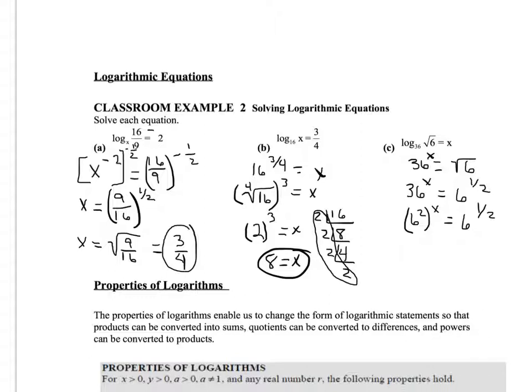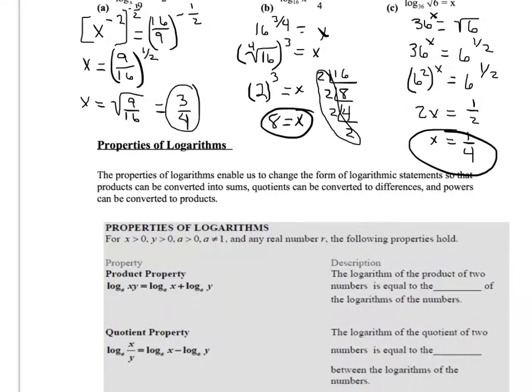My bases match. That means, because I have a power raised to a power on the left, I multiply those exponents. I get 2x equals the exponent of 1/2 on the right. Now I can either divide both sides by 2 or multiply by the reciprocal, which is 1/2. Either way I go, I'm going to come up with x equals 1/4. And that would be some examples of how you would solve logarithmic equations.